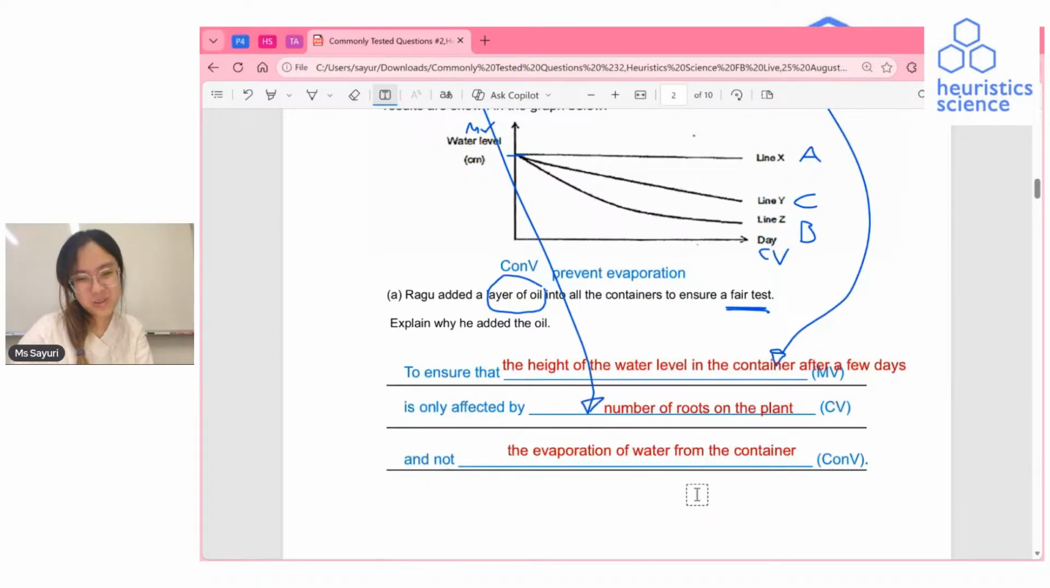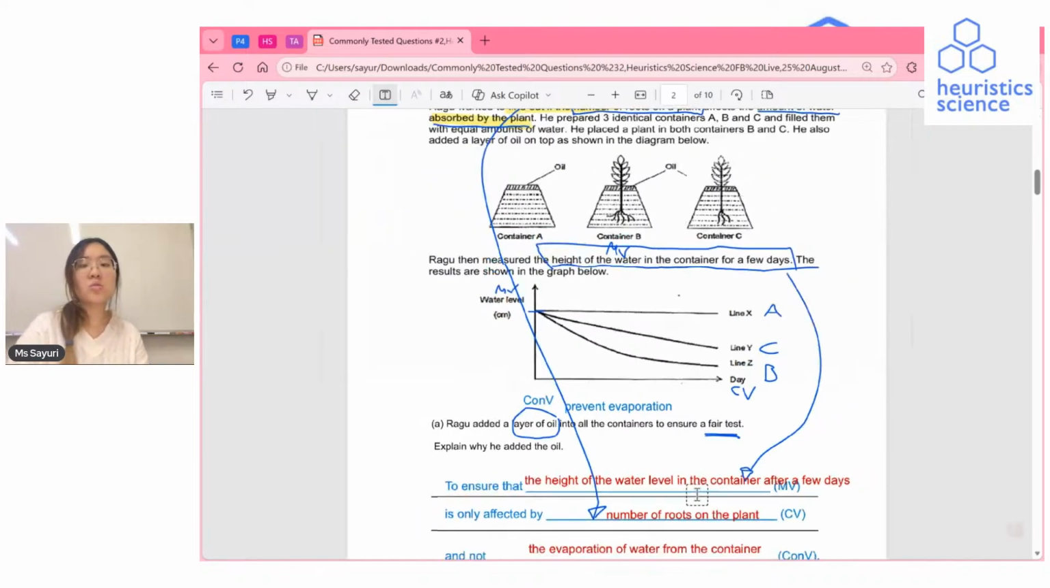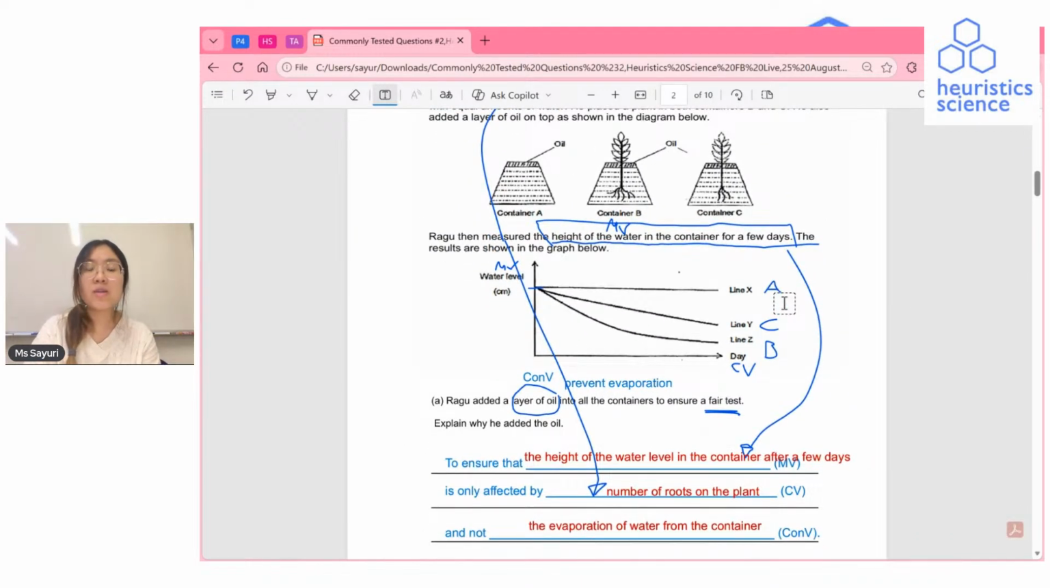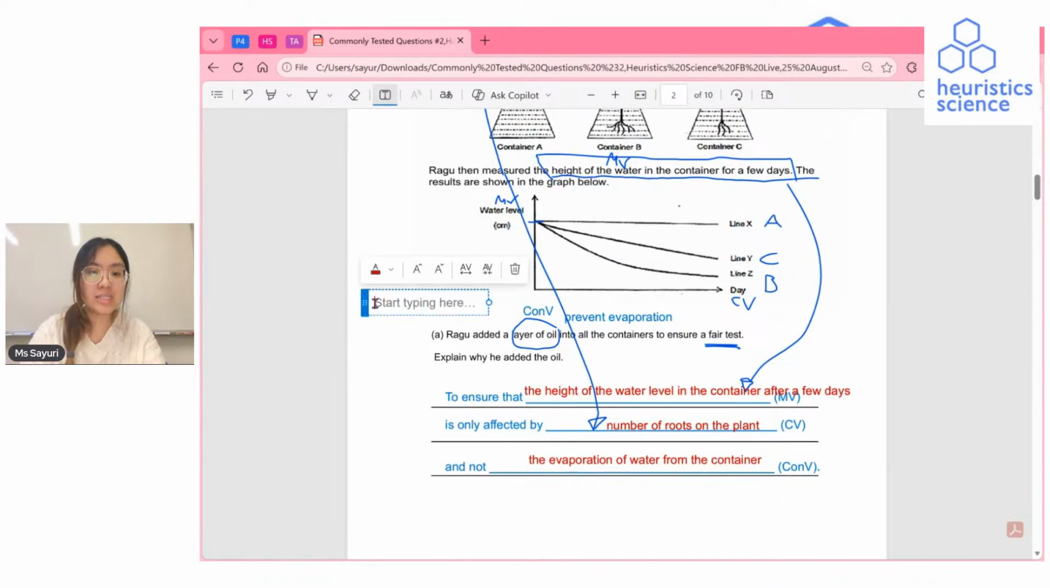So I'll just read the answer one more time: to ensure that the height of the water level in the container after a few days is only affected by the number of roots on the plant and not the evaporation of water from the container. Perfect, 2 marks.